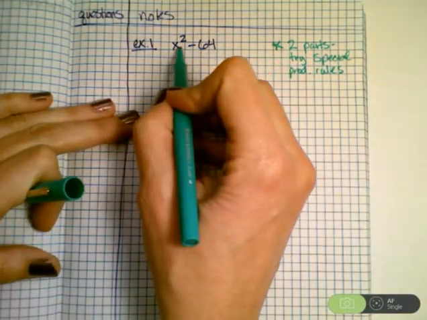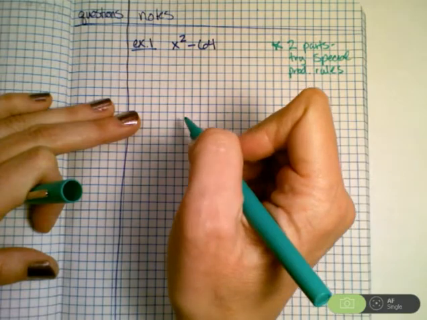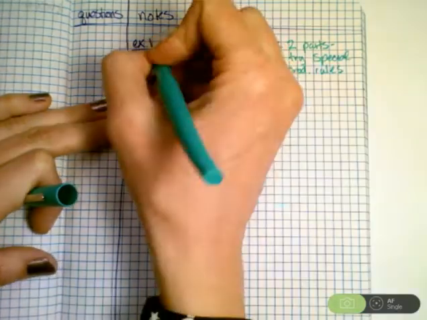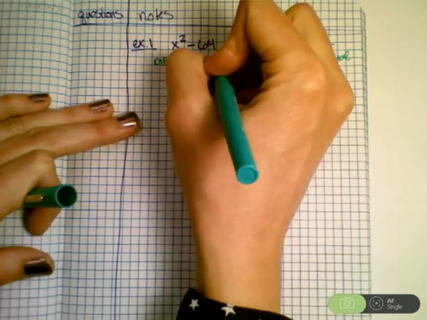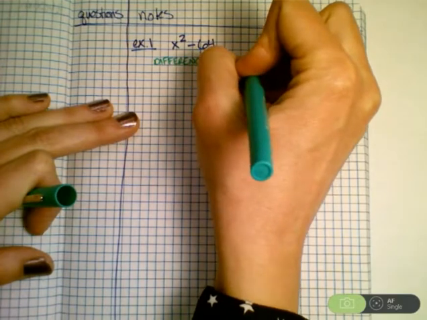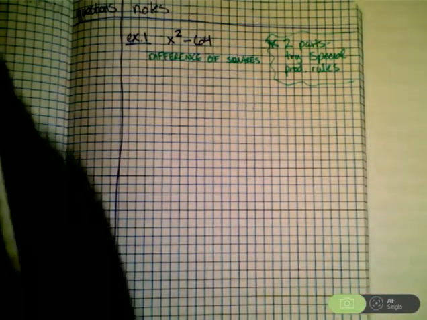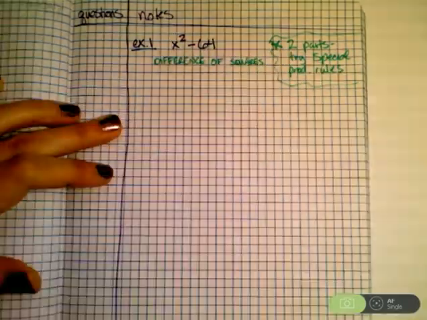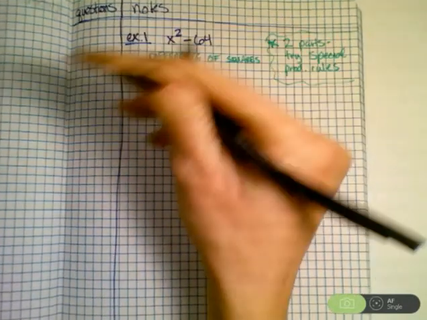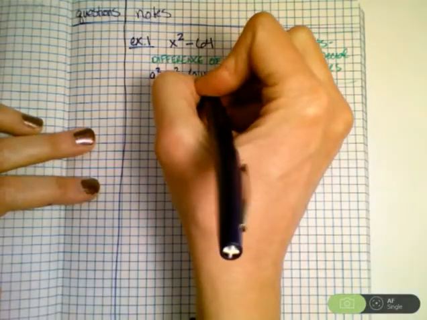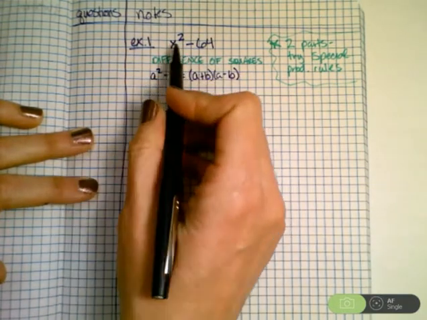So I look at this and I realize that I have two parts. Both of them are perfect squares, and they have a minus in the middle. So because they're both perfect squares and they have minus in the middle, I know I can use the difference of squares rule. And in order to use that rule, remember the difference of squares says a squared minus b squared equals a plus b times a minus b. So I want to think about comparing this to this. So what's the a and what's the b?